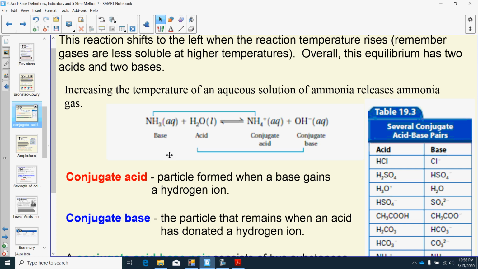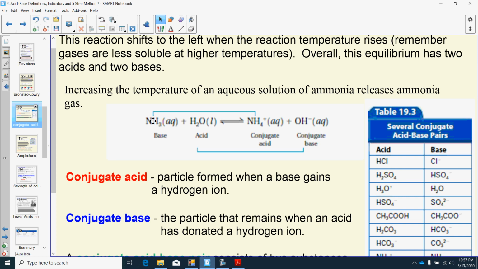The same is true for your acid. Here's your acid. It's going to donate an H. What are we going to call it after it donates the H? Well, we could call it hydroxide ion, but to be more general, any acid, when it gives away its H, what's left over is known as the conjugate base. That can be a little confusing, so make sure you read this slide one more time.